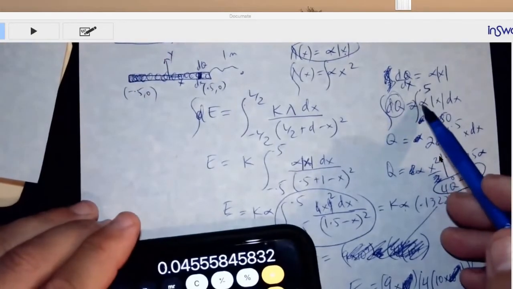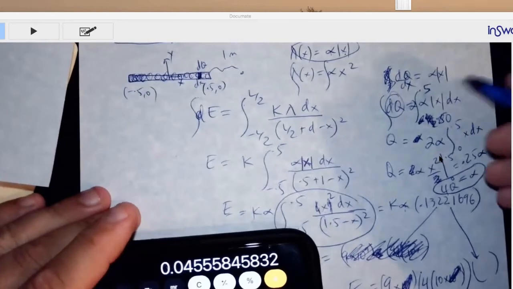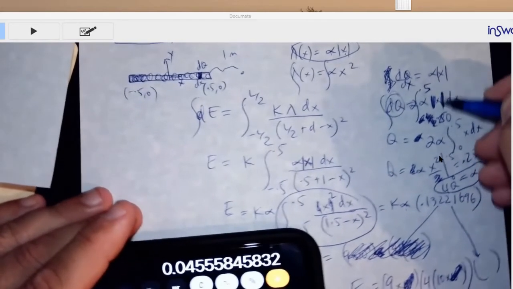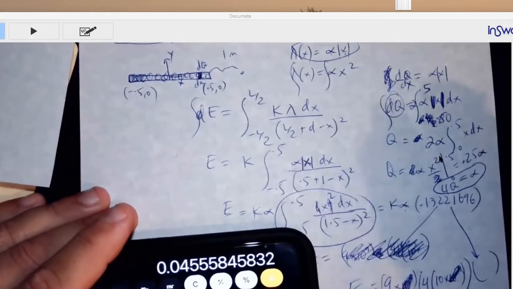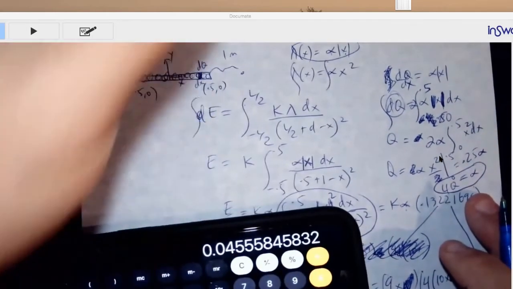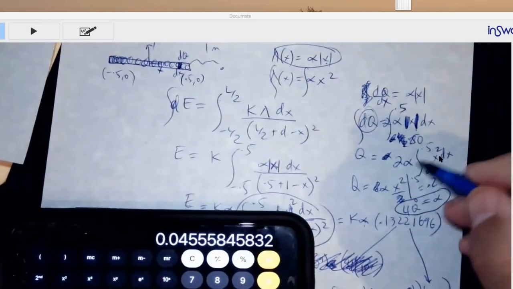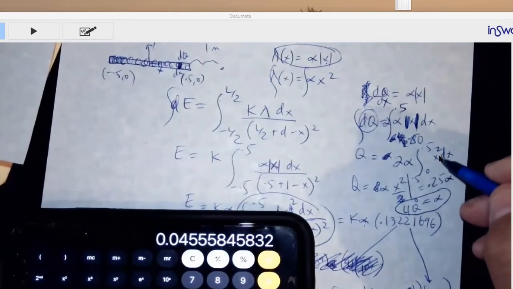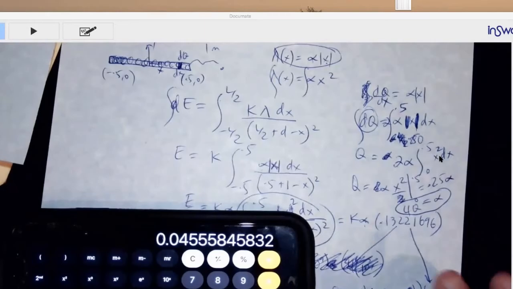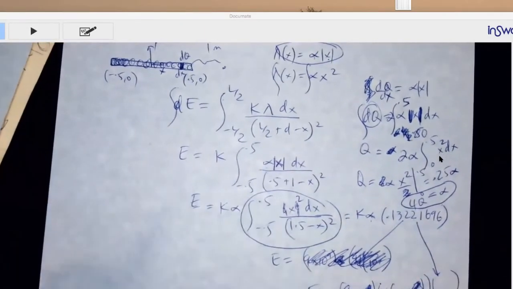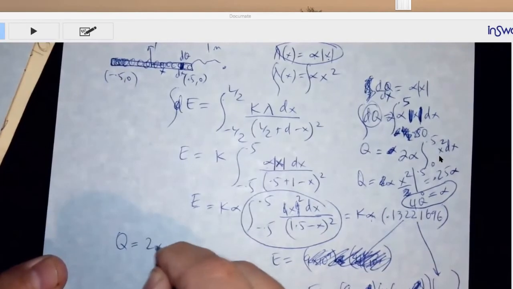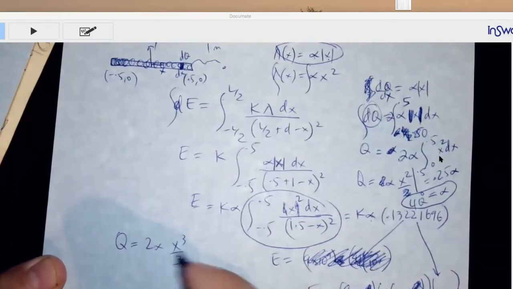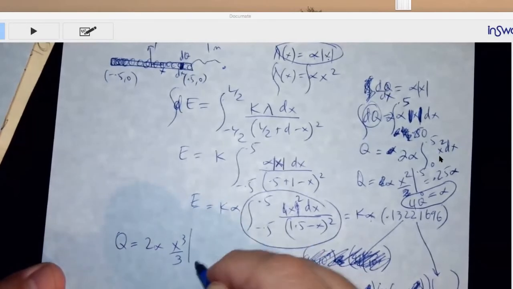Can I use the same fudge factor? If you go over here, 2 alpha, no, right? Because alpha needs to be now a different constant because this is x squared. 2 alpha x squared, 0 to 0.5. So you can still double it. Now the integral of that is x cubed over 3. Oh yeah, so it's completely different now. So what has to happen, q has to be 2 alpha x cubed over 3, 0 to 0.5.